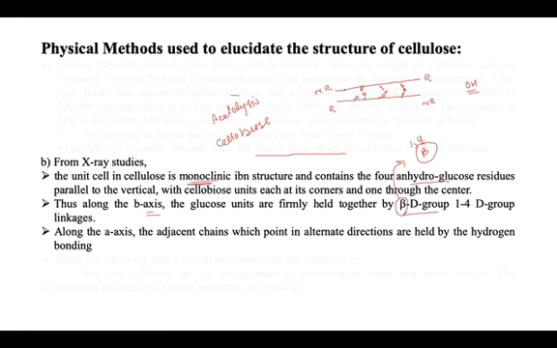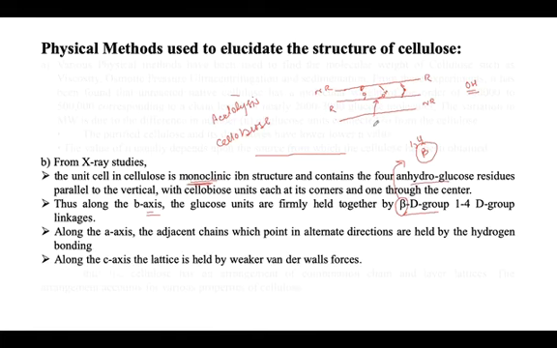Then along the C axis, they have also found that there is another chain. That chain is connected with these through weak van der Waals forces. So the three chains are connected: one along the B axis, one along the A axis, and one along the C axis. The ones along the B and A axes are connected through hydrogen bonding, and the one along the C axis is connected with these two chains through weak van der Waals forces. So we can say the three chains are connected to each other, two with hydrogen bonding and the third one with the weak van der Waals force.